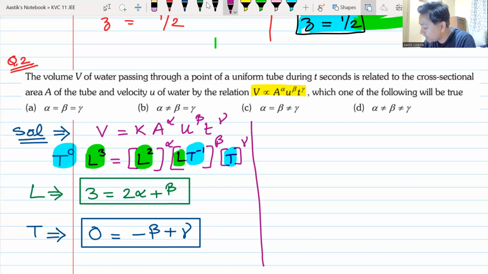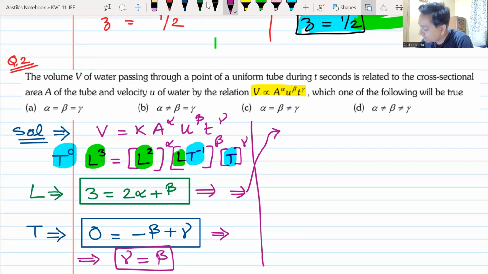Now from this equation, I can easily get that gamma equals beta. And from this equation, I can easily get that beta is equal to 3 minus 2 alpha. Gamma and beta are same, but beta and alpha are not same. Now look at which option is matching.